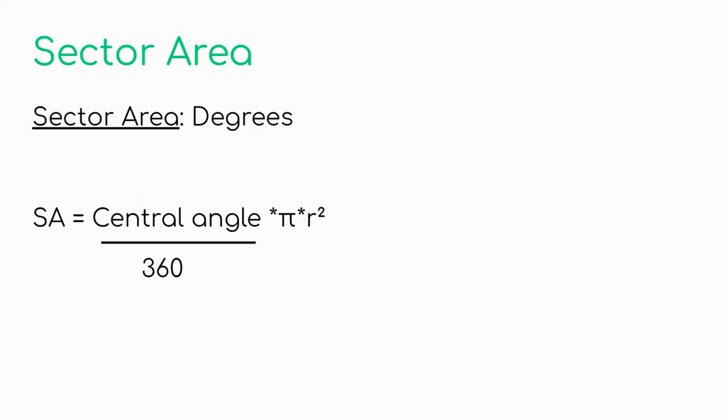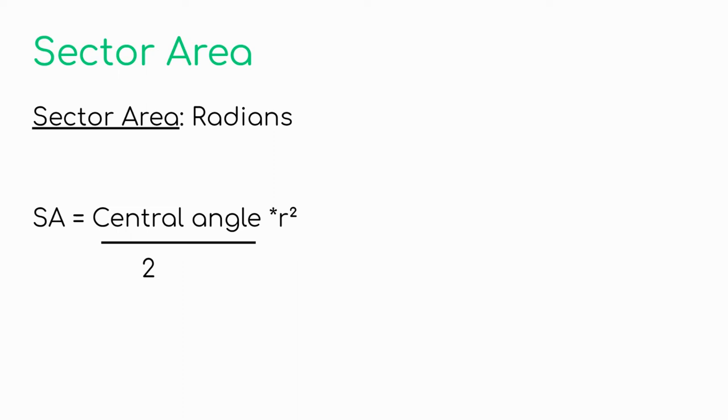So here's our formula in degrees. I don't want 360 degrees. I want how many radians are in a full circle. So I'm going to swap out that 360 for a 2 pi. To simplify our formula, we've got a pi on top and a pi on the bottom, so we're going to cancel those out. We're left with central angle divided by 2 times r squared.